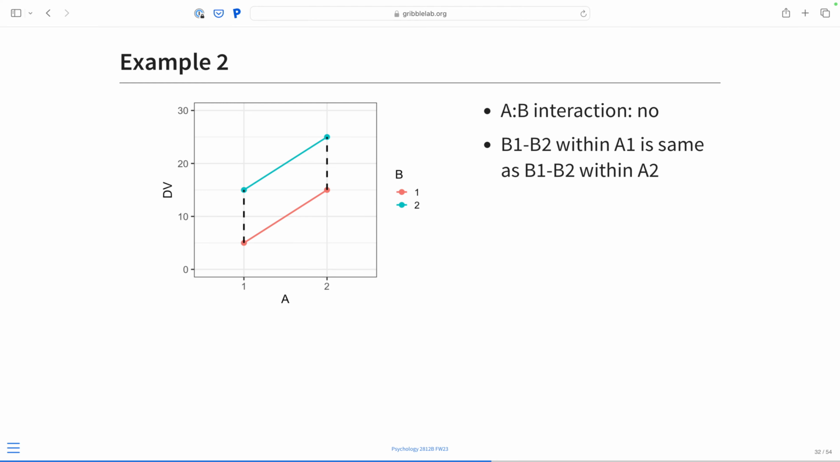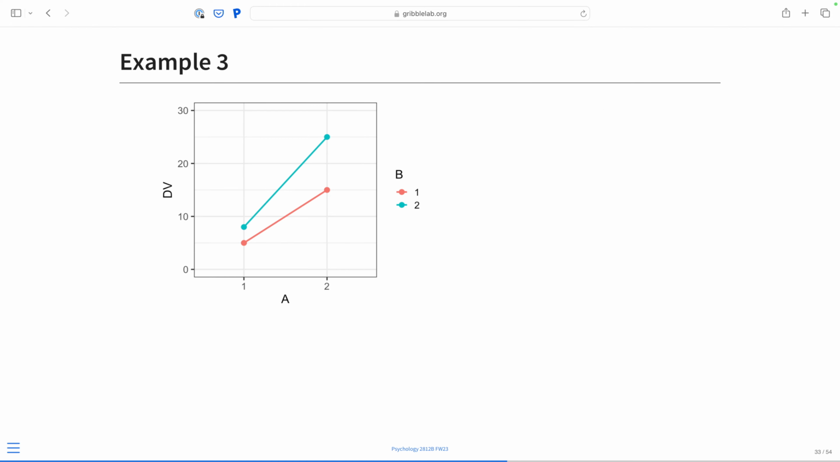Is there an interaction effect, A by B? Probably no. The lines are parallel, and so the difference of differences is the same. The difference between B1 and B2 within A1, here on the left, is probably the same as the difference between B1 and B2 within A2. So the effect of B is the same in both levels of A. Or you could say it the other way around. The effect of A, A1 versus A2, is the same across the two levels of B.